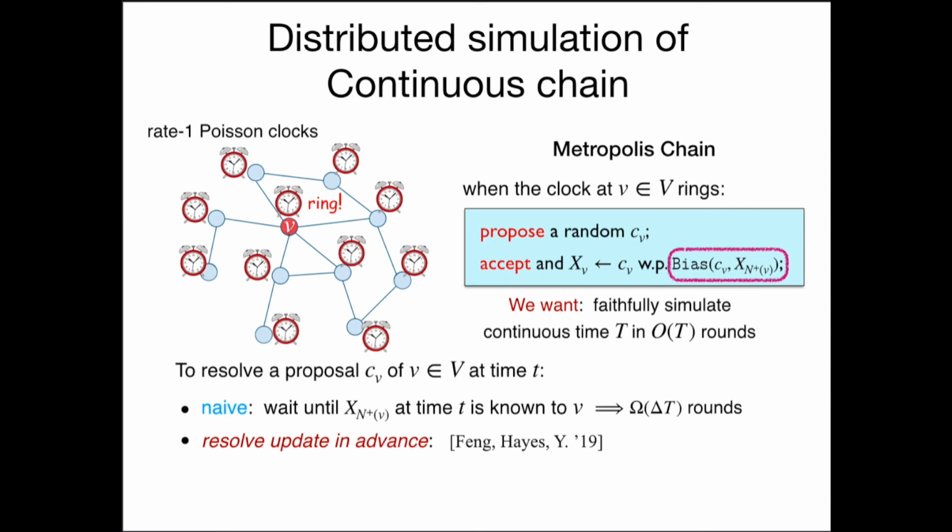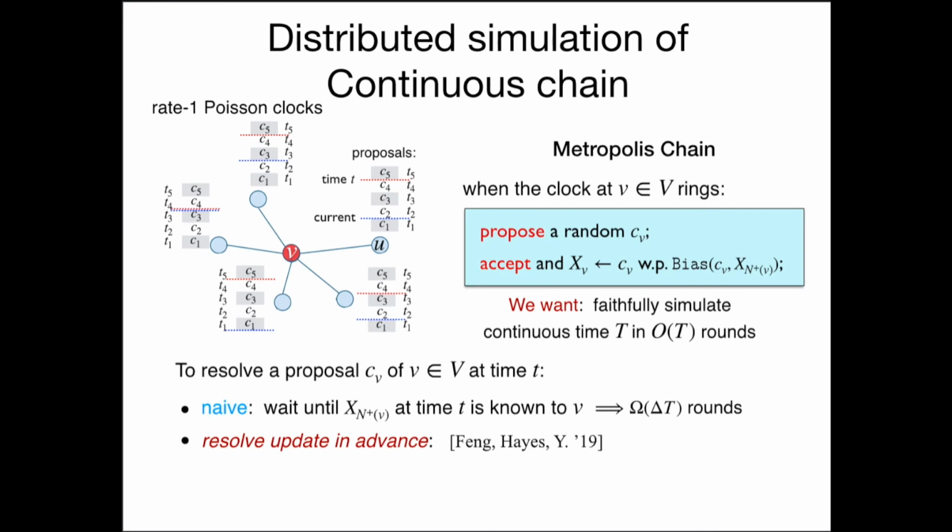We can assume that the Poisson clock's ringing times and proposals are locally generated by every vertex and exchanged among neighborhoods, which takes only one round. And now to resolve a proposal at vertex v at time t, we need to flip this biased coin.